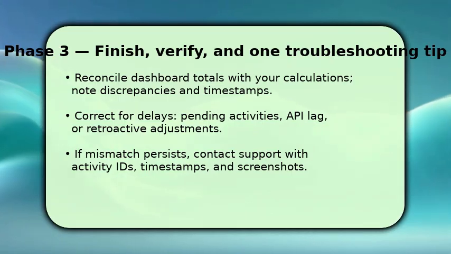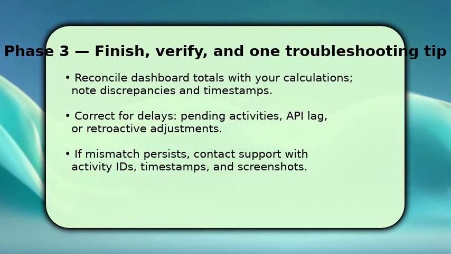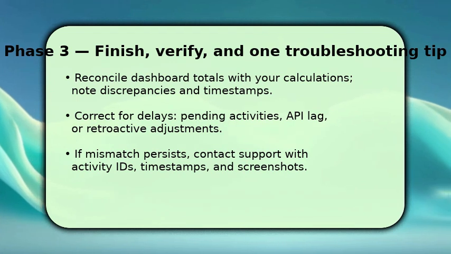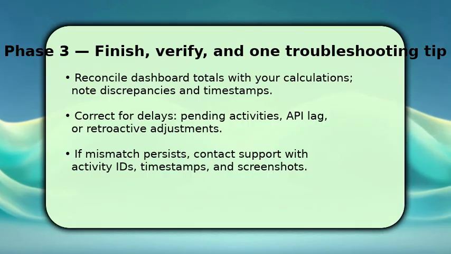Once done, reapply caps and rounding rules and update your sum. If the mismatch persists, gather the activity ID, exact timestamps, and screenshots, then contact support. This gives you evidence to resolve errors quickly and prevents repeated miscalculation.